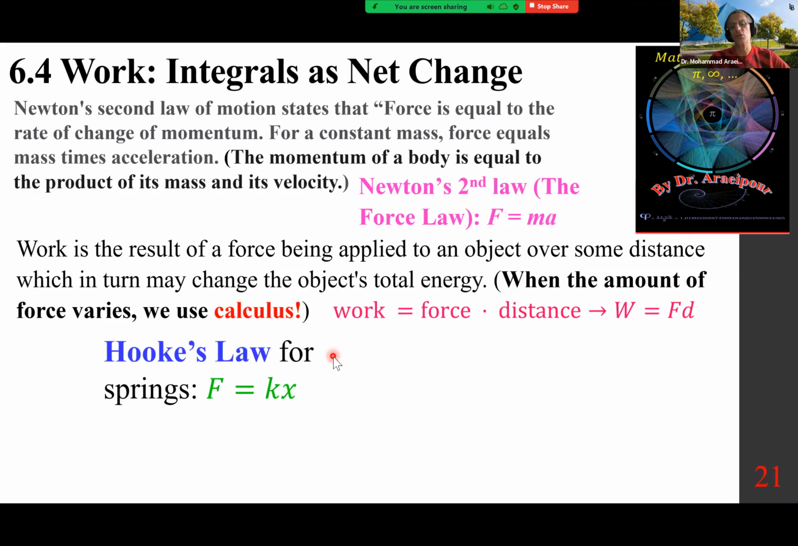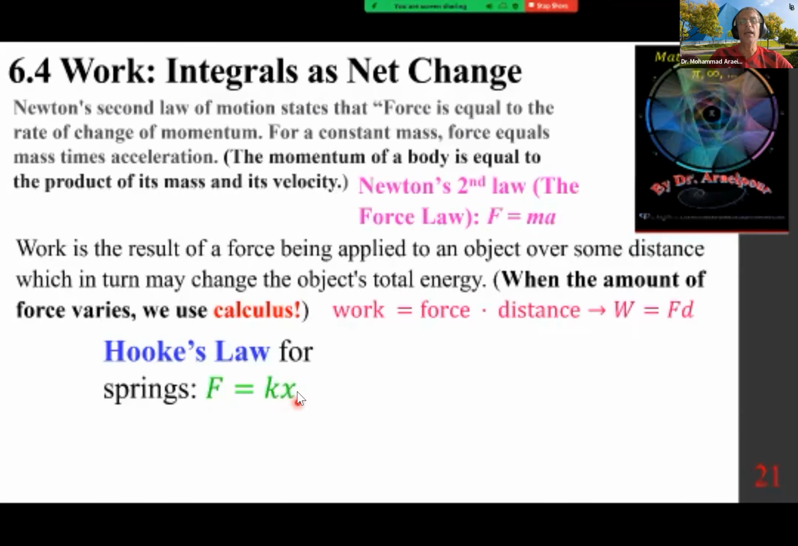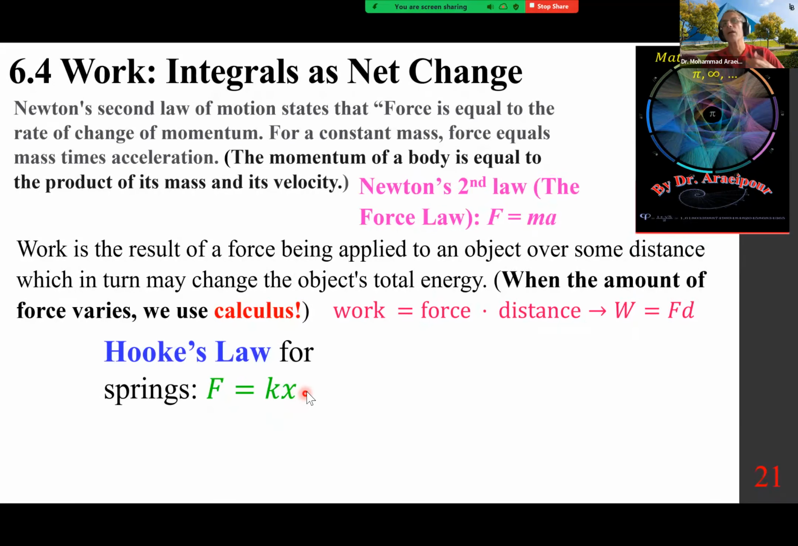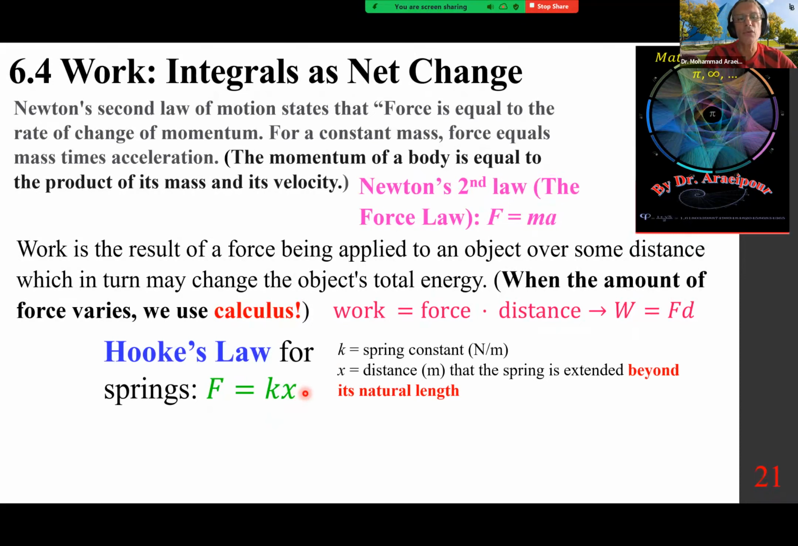Hooke's law, which applies to a spring: capital F is K times X. F is the force and K is the constant of the spring. X, we used to use delta X in physics, is the change from its natural length. So K is the spring constant, in newtons per meter, because in the SI system, F is in Newtons and X is the distance in meters that the spring is extended beyond its natural length.